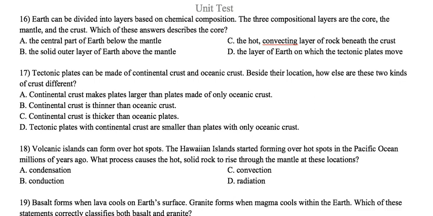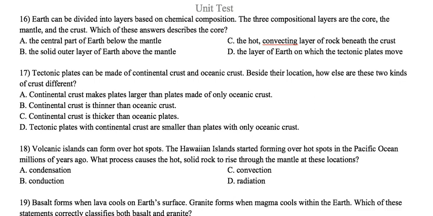Question 17. Tectonic plates can be made of continental crust and oceanic crust. Besides their location, how else are these two kinds of crust different? A, continental crust makes plates larger than plates made of only oceanic crust. B, continental crust is thinner than oceanic crust. C, continental crust is thicker than oceanic plates. D, tectonic plates with continental crust are smaller than plates with only oceanic crust.